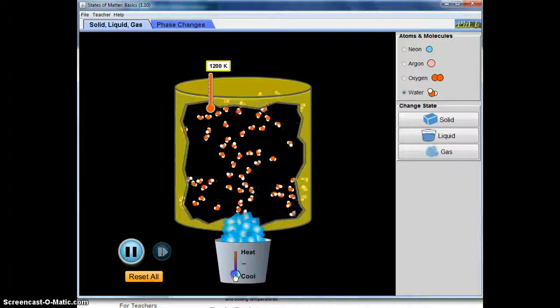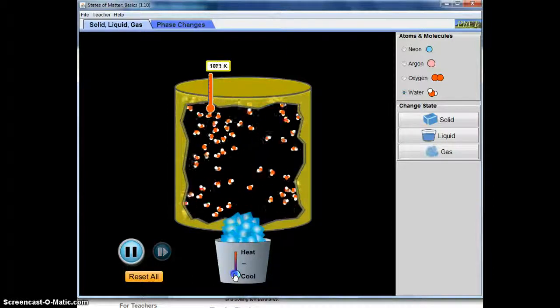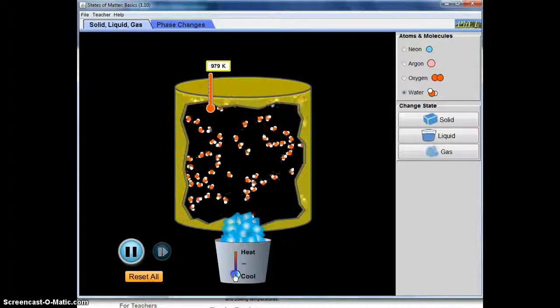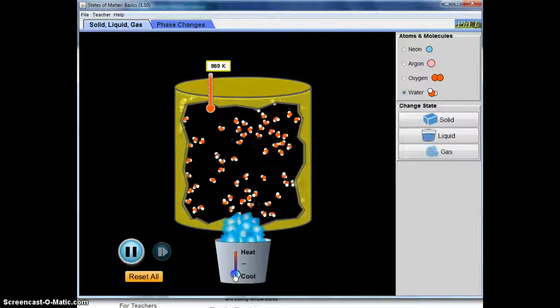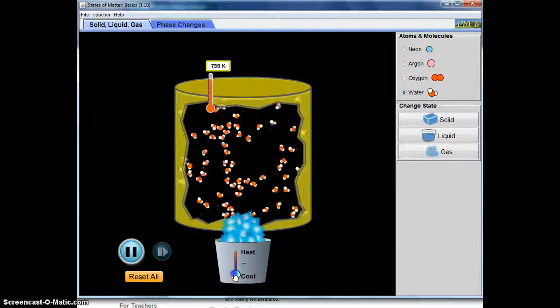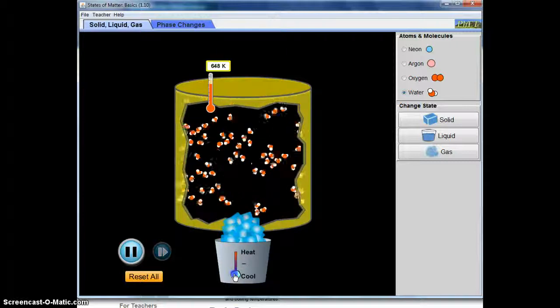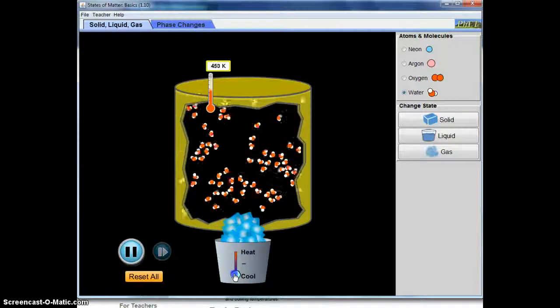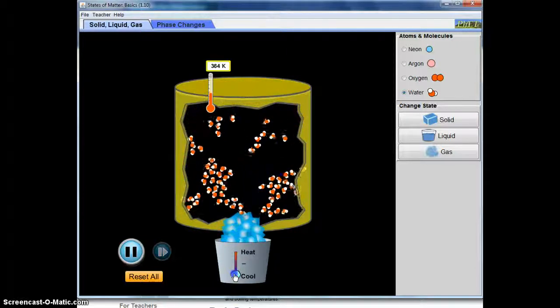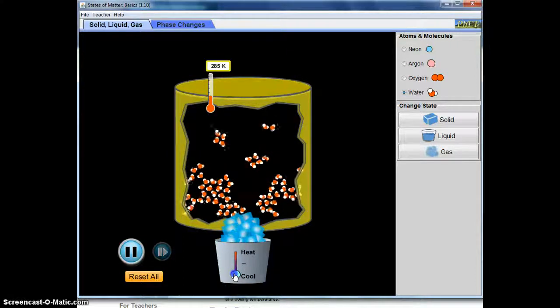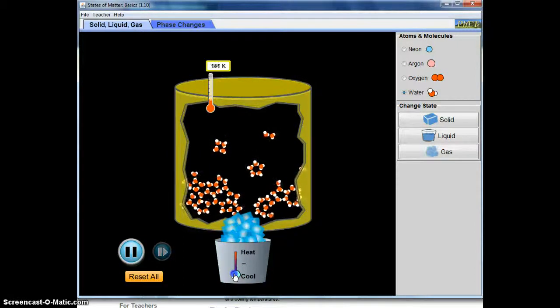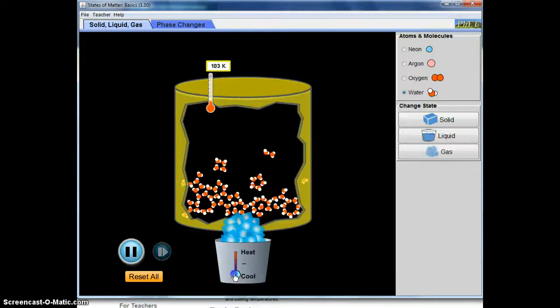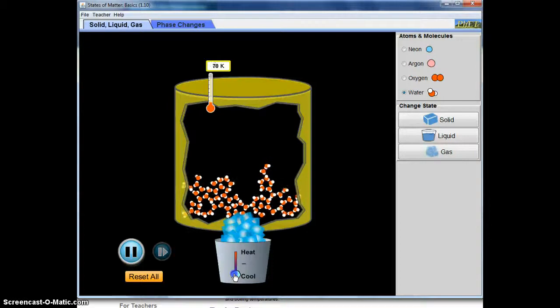And then, of course, if I ice it down and cool it down, you'll see after a time that the molecules will slow down, lose their energy and become slower and slower. Eventually the gas is going to turn back into a liquid. There we go. And now it's turned into a solid because you can see that it's made its arrangement of molecules.